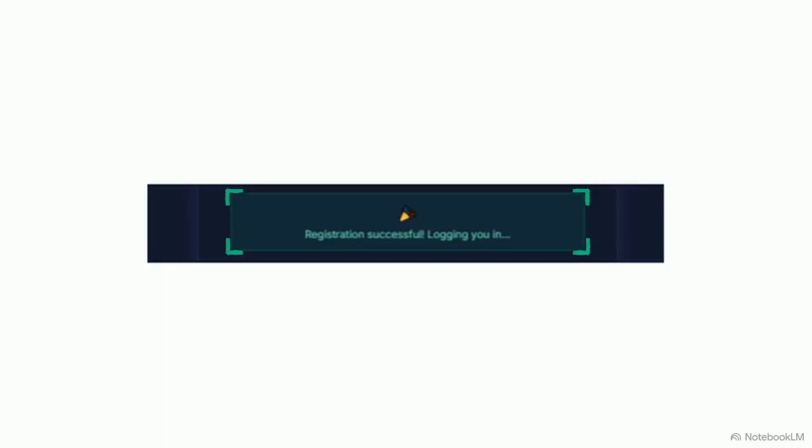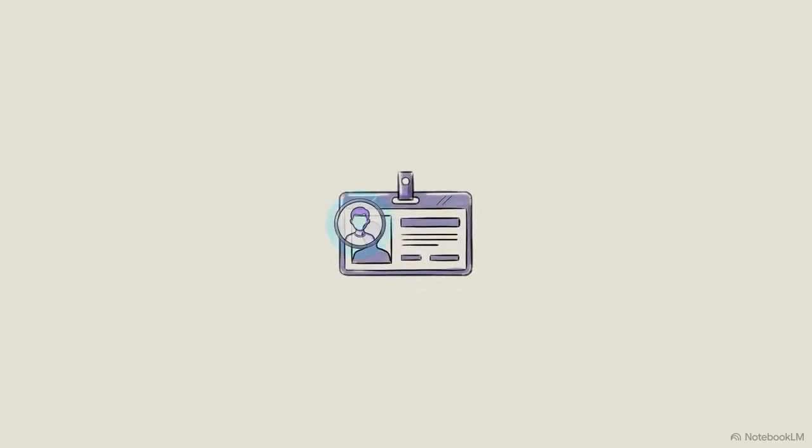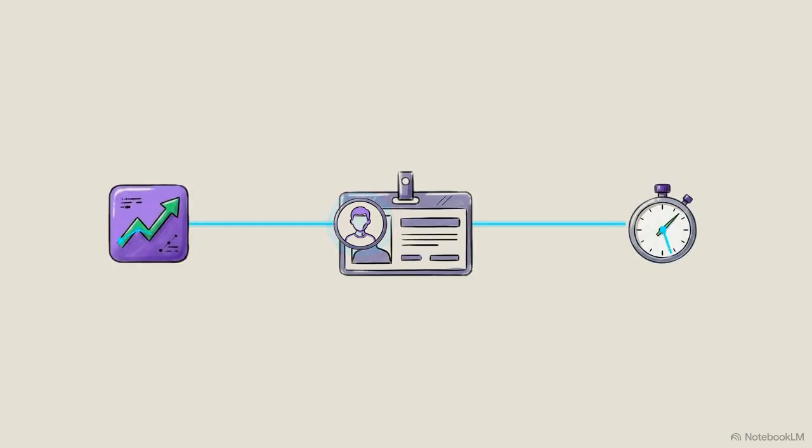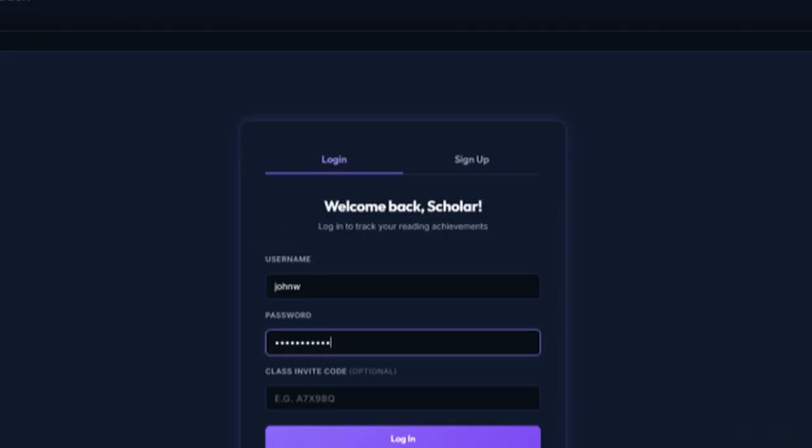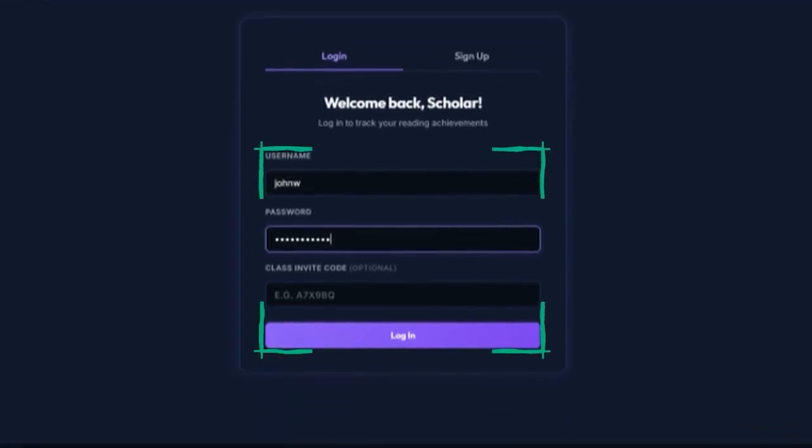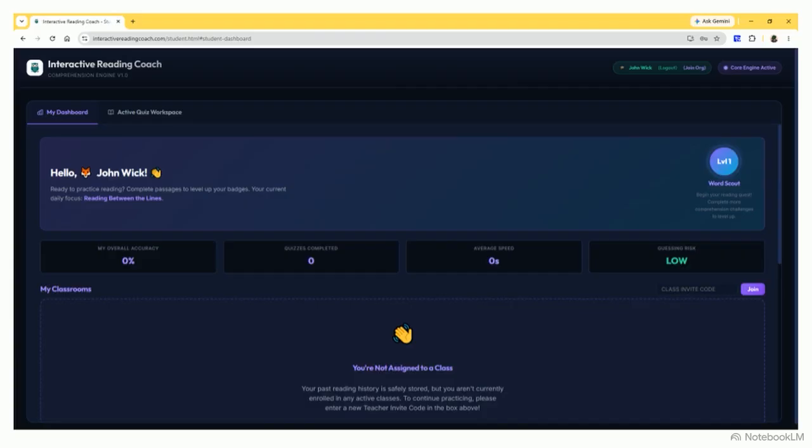When you see this registration success banner appear, your account has been officially created. This establishes your unique digital identity on the platform, allowing the engine to begin tracking your reading speed and accuracy over time. If the page doesn't automatically change, click the Login tab to return to the sign-in screen. Enter the username and password you just recorded and click the purple Login button. You are now at your student dashboard.